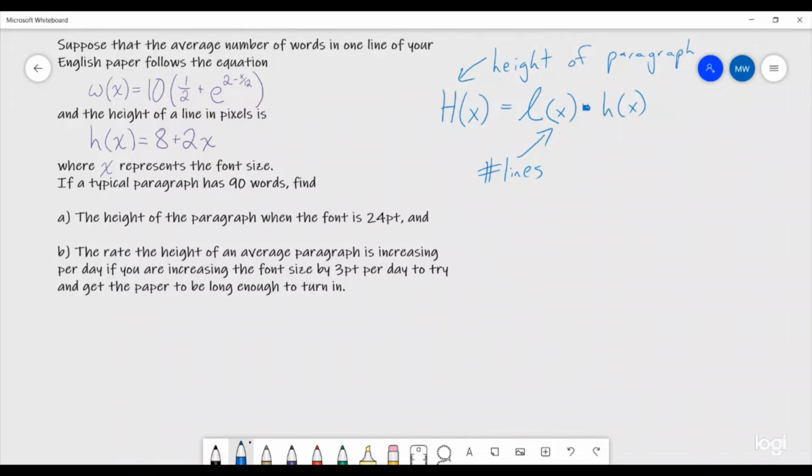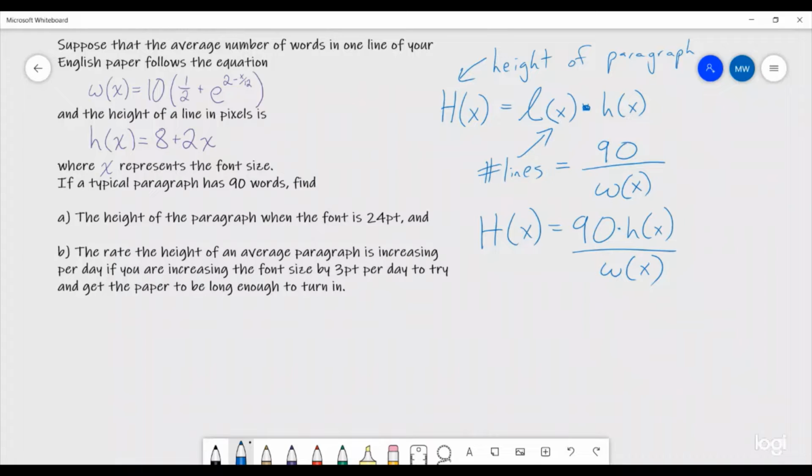So we need to figure out how many lines there are going to be in a paragraph. Well, we know that we can fit a certain number of words per line, and that's going to get us to how many lines there are going to be. So the number of lines is going to be 90 divided by how many words we can fit in one line. So that's 90 divided by W of x. So that means that our entire height function is going to be 90 times our height divided by the number of words we can fit per line. And this is going to give us the height of the paragraph.